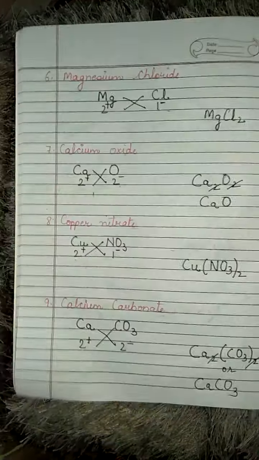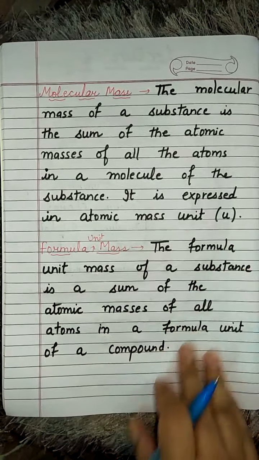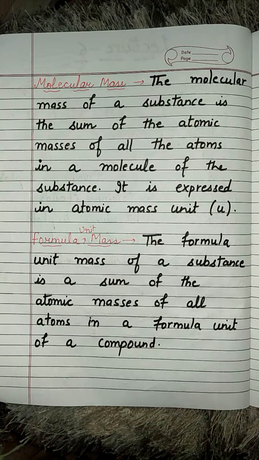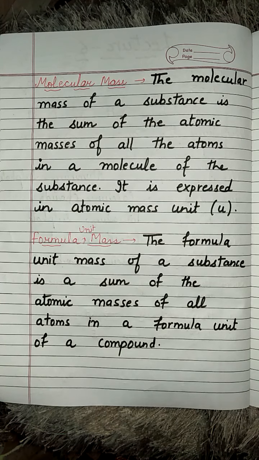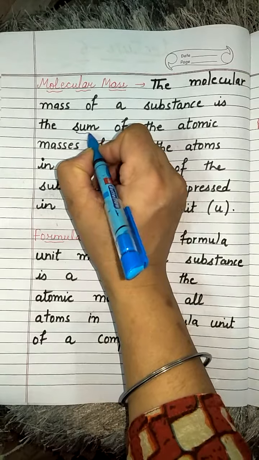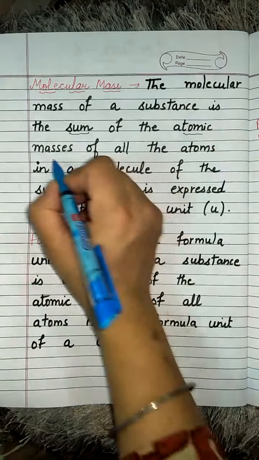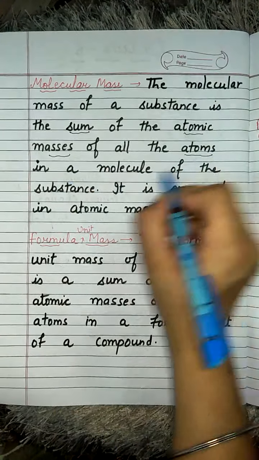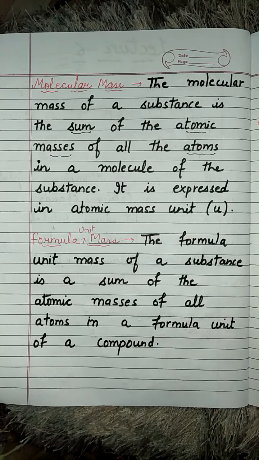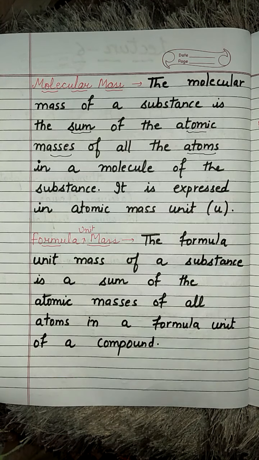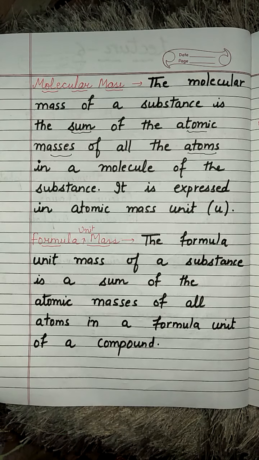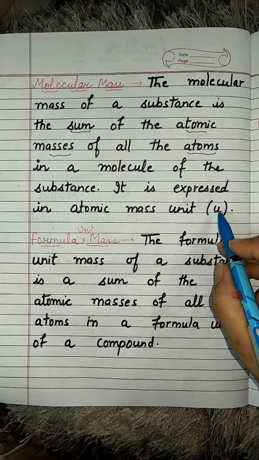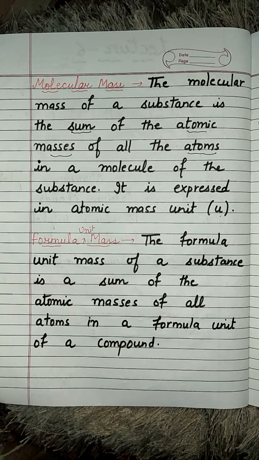Now comes our next lecture, and that is also very important. What is molecular mass? Molecular mass of a substance is the sum of the atomic masses of all the atoms which are present in a molecule. एक मॉलिक्यूल में जितने भी एटम्स प्रेजेंट हैं उनका mass, that is molecular mass. How to calculate this I am going to discuss today. And it is expressed in atomic mass unit, that is U.